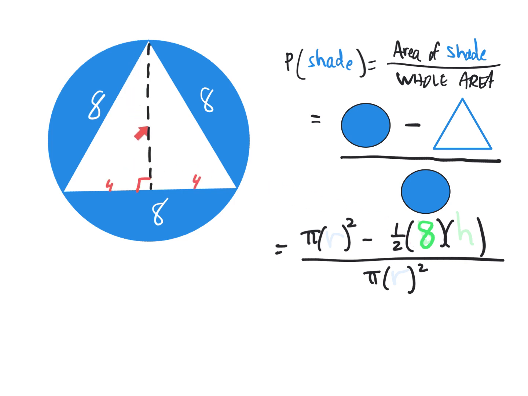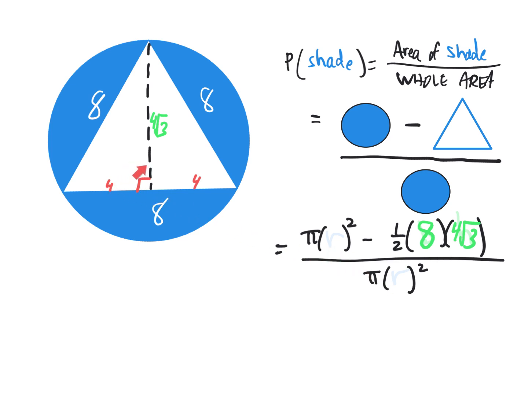If we drop an altitude down, then this 60-degree angle was cut in half on top, giving us a 30, 60, 90. So if the hypotenuse is 8 and the short leg is 4, the long leg is 4 times root 3. And that's the height of the triangle. Which means now we just need the radius of the circle.